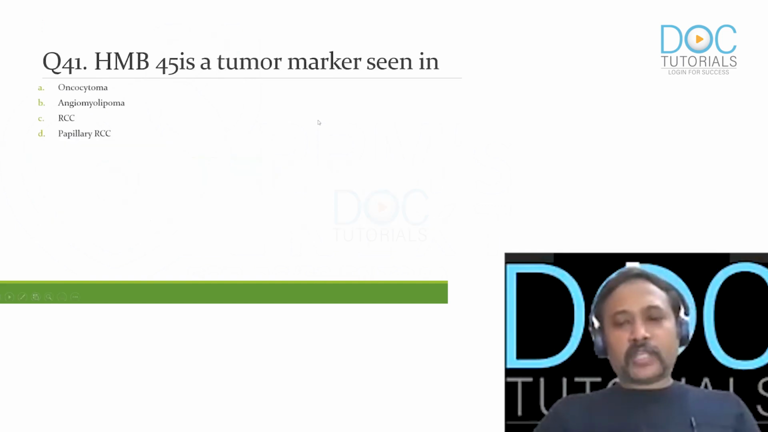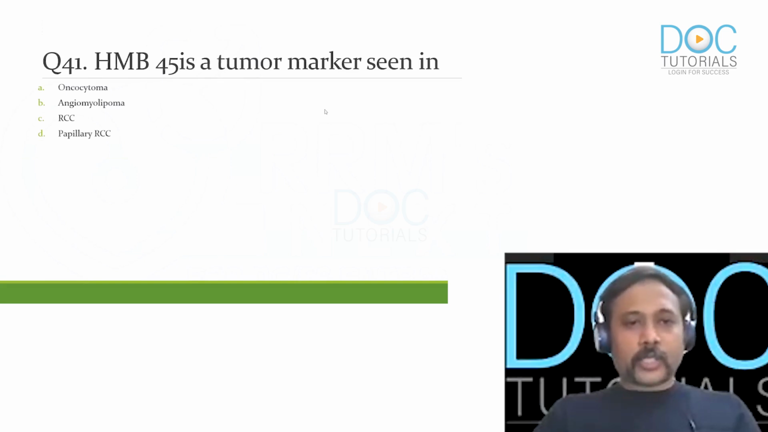HMB45 is a tumor marker which is seen in oncocytoma, angiomyolipoma, RCC, and papillary RCC. So where does HMB45 come as a marker? Now this was a very clear question. Most of you are answering it right. It is found in angiomyolipoma. So where else do you use IHC for HMB45? Melanoma. Yeah, classically we talk about it in melanomas. So which is the most sensitive marker for a melanoma?